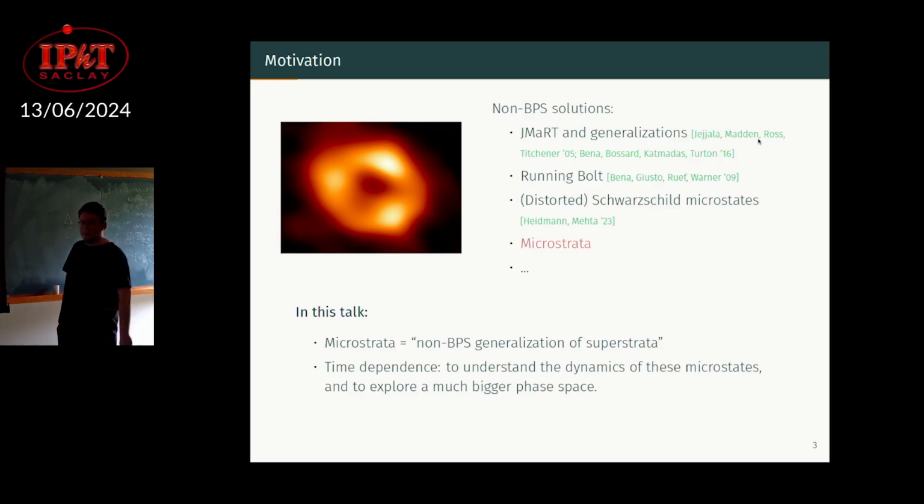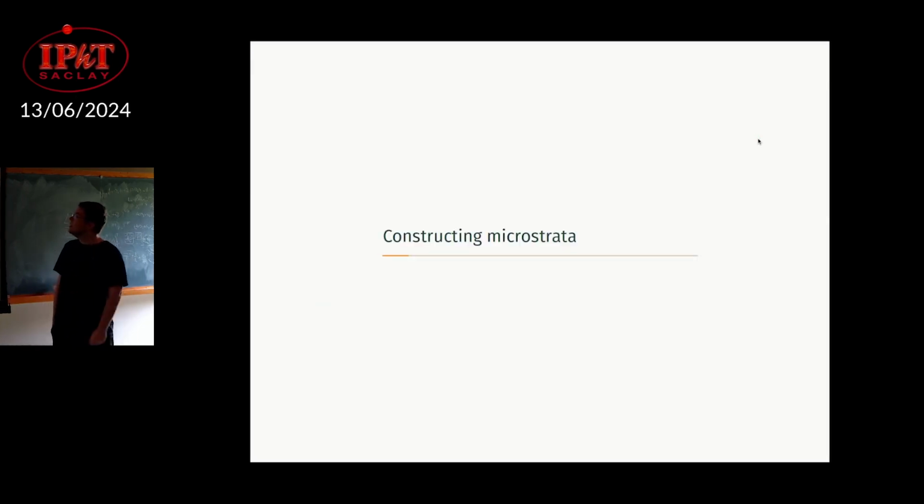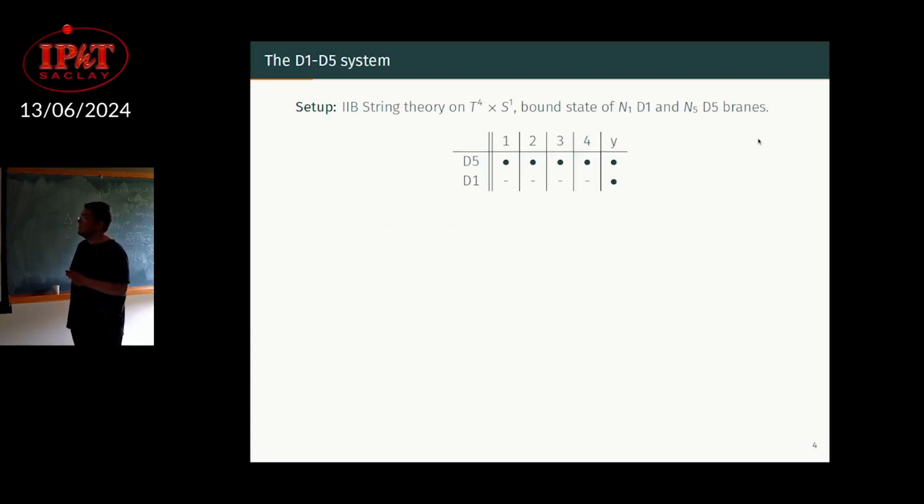All right, so let me tell you how we can construct microstrata. The setup is the D1-D5 system. You take type IIB string theory, you compactify it on a 4-torus and on a circle, and the circle is understood to be much bigger than the torus. And you put there a bound state of D1 and D5 branes. The D5 branes wrap all the compact directions, and the D1 wrap the y circle.